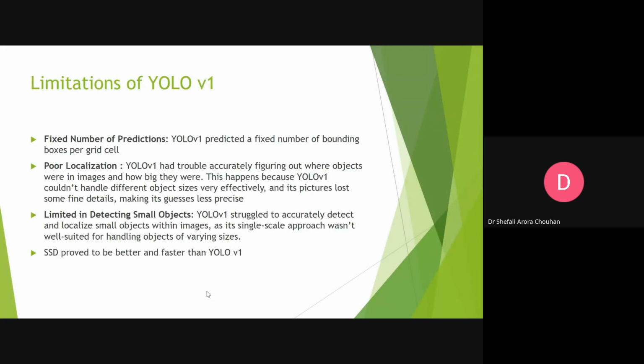So when I said that YOLO V1 was the most basic architecture, there were certain limitations associated with it. It predicted only a fixed number of bounding boxes per grid cell. So like I said, in the prediction vector, suppose 2 bounding boxes were predicted. And it was able to detect objects, but localization was again poor, in the sense it could not accurately identify whether the objects are big or small. So based on different object sizes, it was not able to handle these very well.